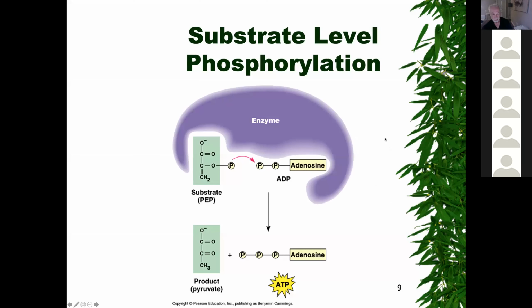And this shows the same thing in a more graphic form. The substrate PEP, phosphoenolpyruvate, has this phosphate group on it, and it transfers this phosphate group to ADP, and the product is ATP, adenosine triphosphate, plus pyruvate, which is no longer phosphorylated.